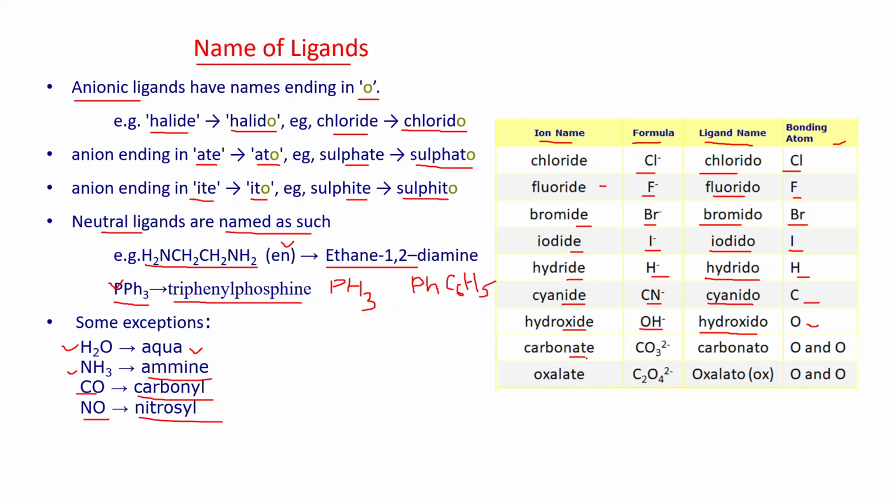Carbonate, this is a didentate ligand, CO3 2 minus, and as a ligand it is named carbonato. And in this case, these 2 oxygen atoms are bonding atoms. Oxalate, C2O4 2 minus. As a ligand, this is written as oxalato. In abbreviated form, this may also be written as OX. In this, again, two oxygen atoms act as bonding atoms.